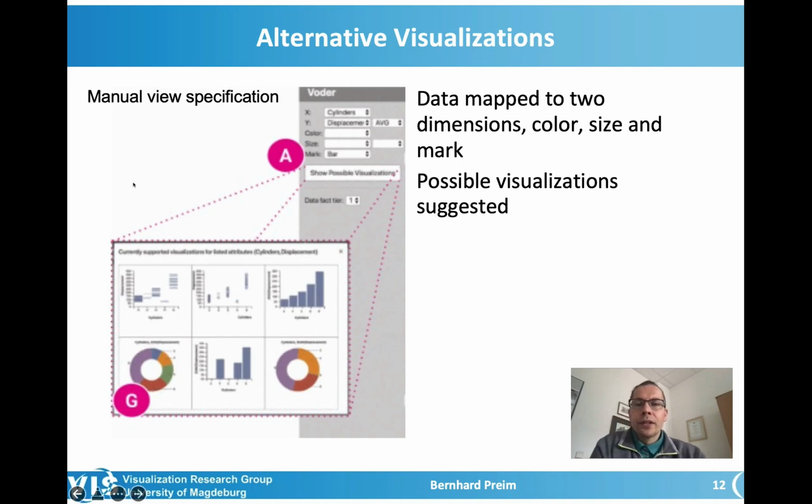Yeah, this is a screenshot here from this Voder tool, a manual view specification. So cylinders and displacement, and in particular the average values, should be mapped here to the x and y coordinates of a scatter plot based representation. And as a mark type, a box should be used.